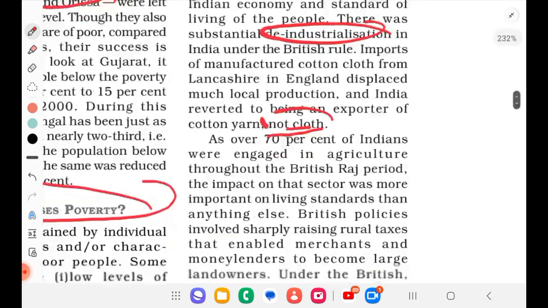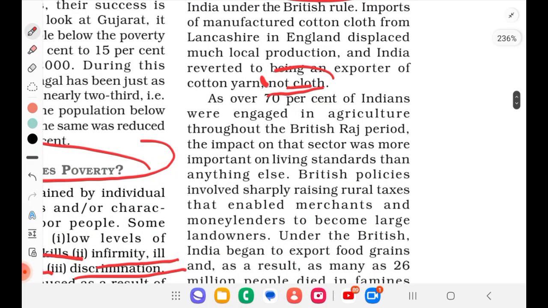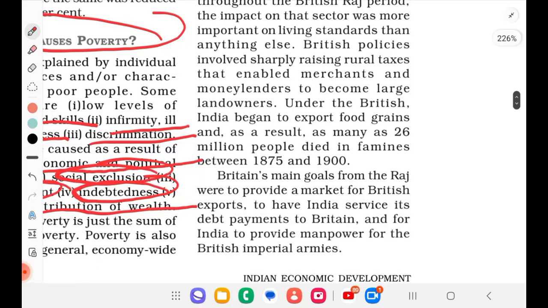As over 70% of Indians were engaged in agriculture throughout the British Raj period, the impact on that sector was more important on living standards than anything else. British policies involved sharply rising rural taxes that enabled merchants and moneylenders to become large landowners. Under the British, India began to export food grains, and as a result, as many as 26 million people died in famine between 1875 and 1900.